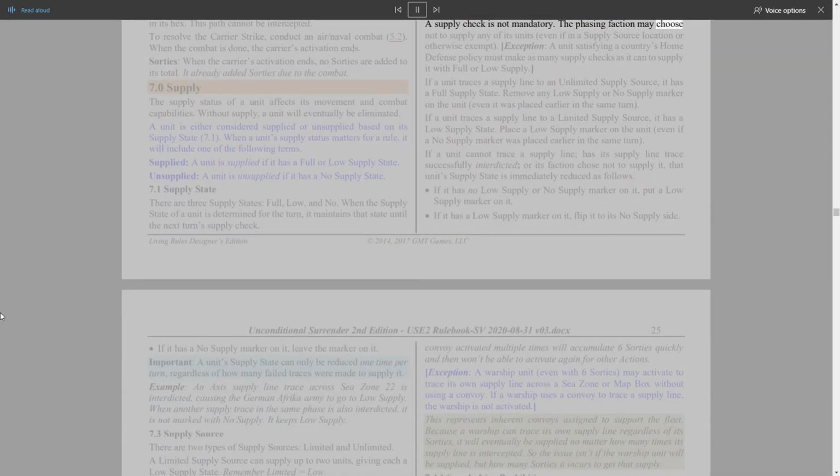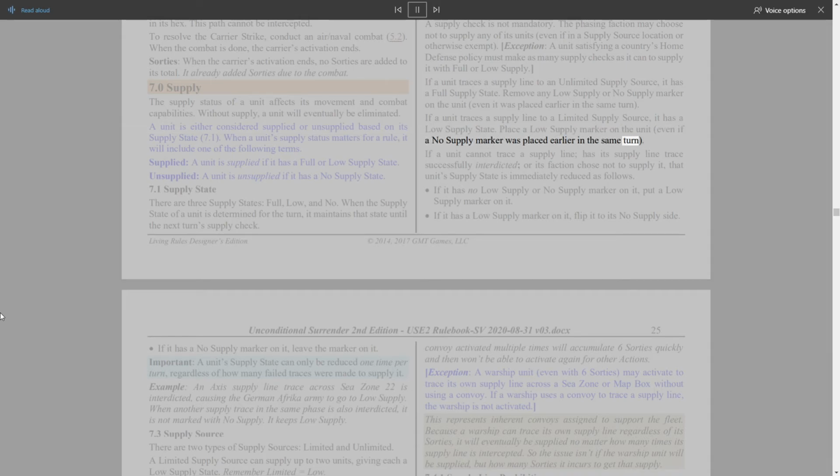The phasing faction may choose not to supply any of its units, even if in a supply source location or otherwise exempt. Exception: a unit satisfying a country's home defense policy must make as many supply checks as it can to supply it with full or low supply. If a unit traces a supply line to an unlimited supply source, it has a full supply state. Remove any low supply or no supply marker on the unit, even if it was placed earlier in the same turn. If a unit traces a supply line to a limited supply source, it has a low supply state. Place a low supply marker on the unit, even if a no supply marker was placed earlier in the same turn.